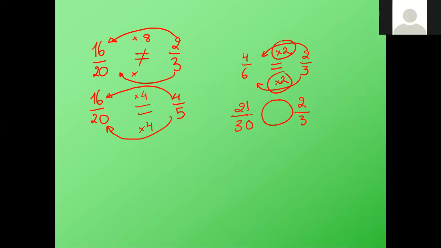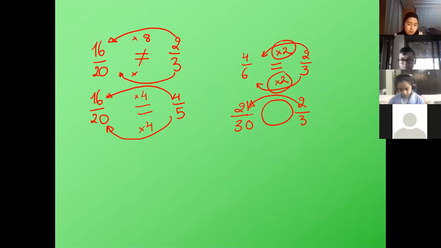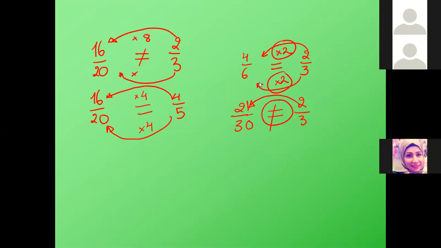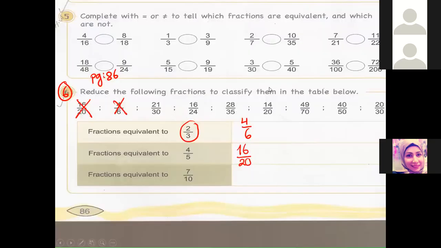No. Why, Bilal? Because when we multiply 2 by a number, they don't give 21 in table 2. Excellent. Bravo, Bilal. So 21 is not in table 2. There is no 21 in table 2. So non-equivalent. Okay? Yes, there is no 21. It will be 22. So now I will check if it's equivalent to 4 over 5. Okay?